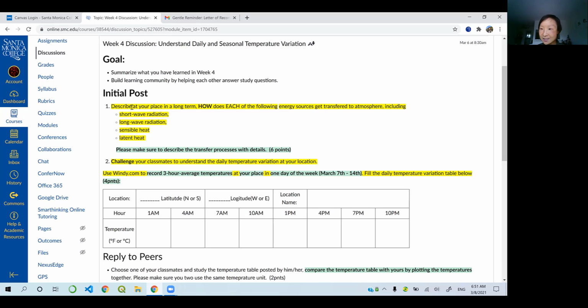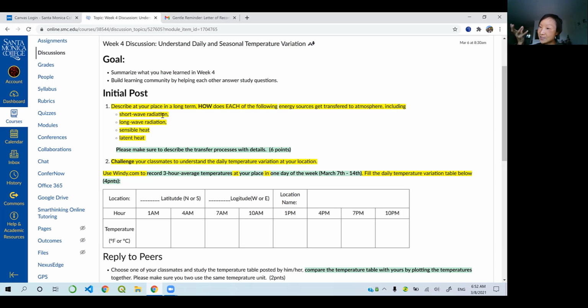Okay, so first, in your initial post, you want to pick your location. For example, I'm in Los Angeles. In the long term, all these 4 methods work all the time, always. So how does each of the following energy sources get transferred into the atmosphere, including shortwave radiation, that is from the sun? You learned that from last week, right?